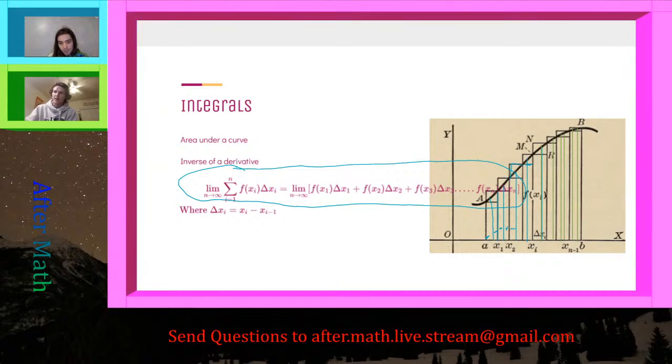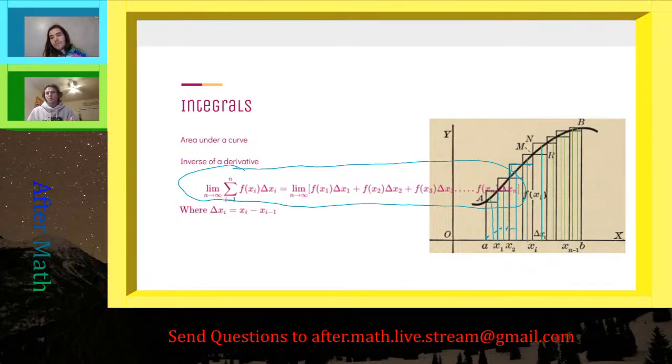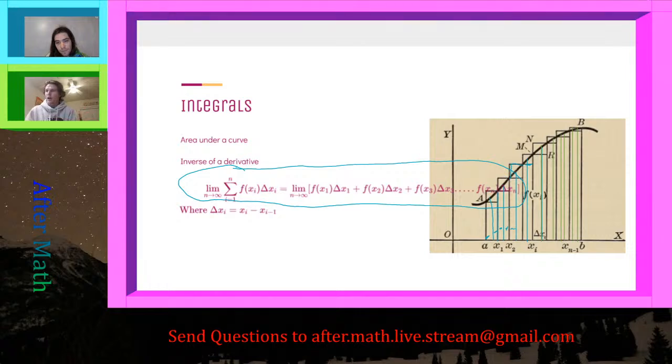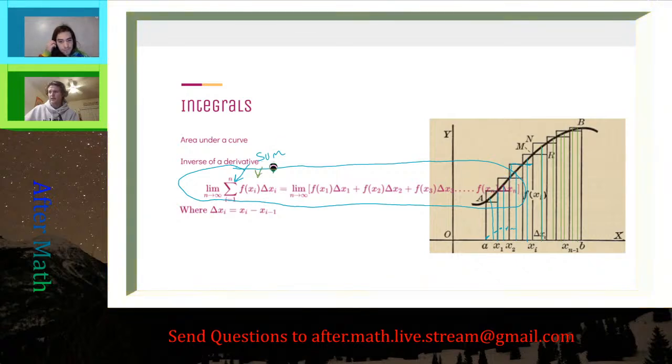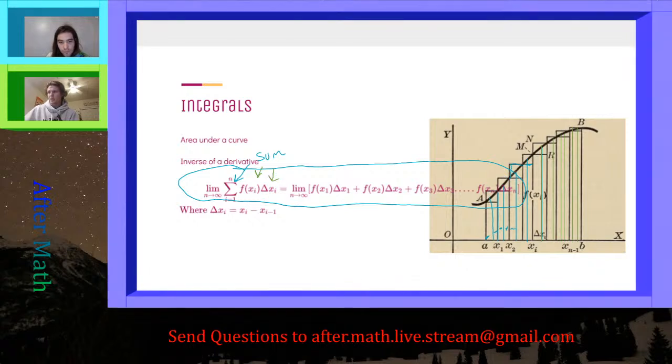Okay. And then this weird sideways M, that is a summation, which means we take a whole bunch of different parts and we're just adding them together. Okay. And then the f of x sub i times the delta x, right here and right here, those things are your length times your width of these rectangles.